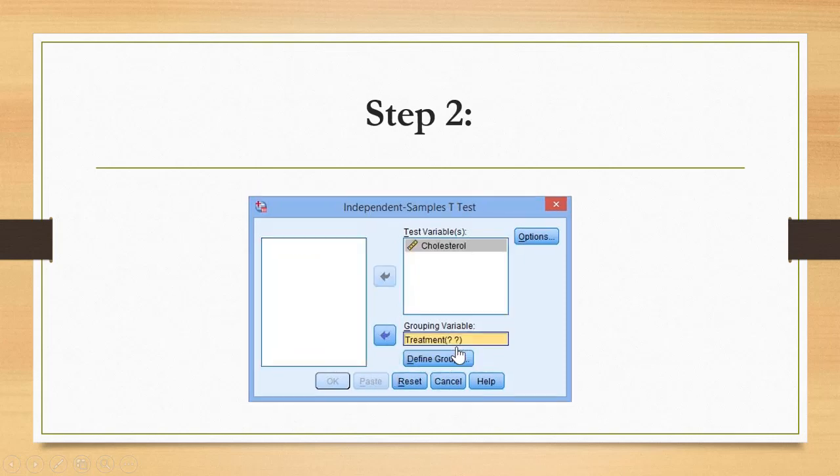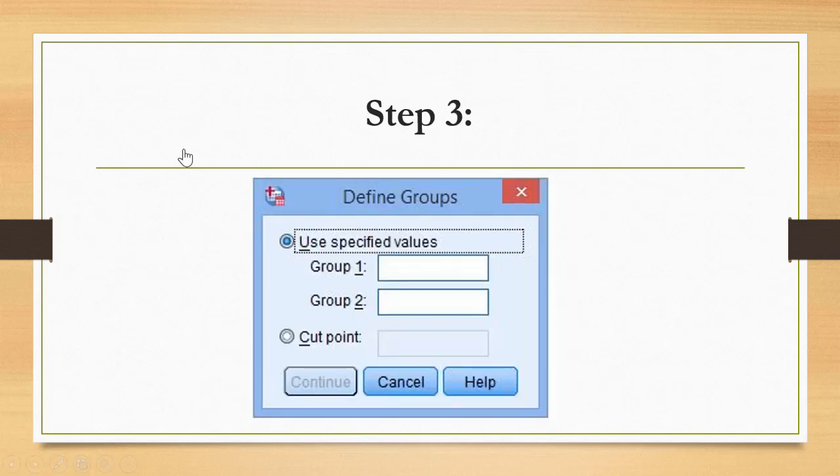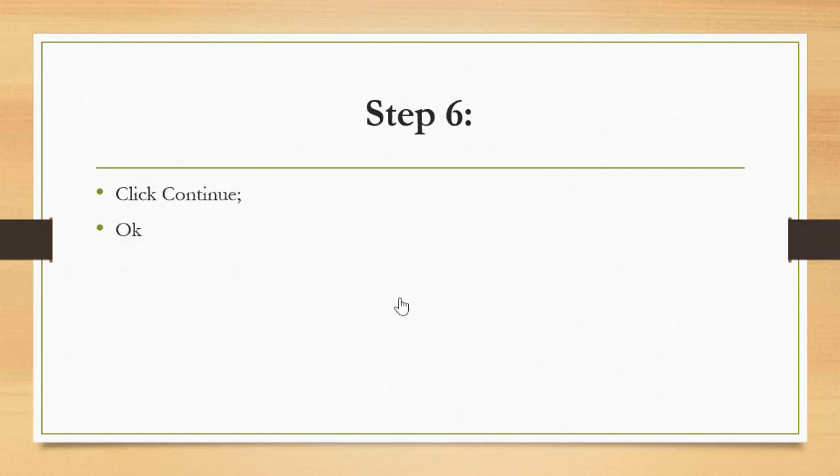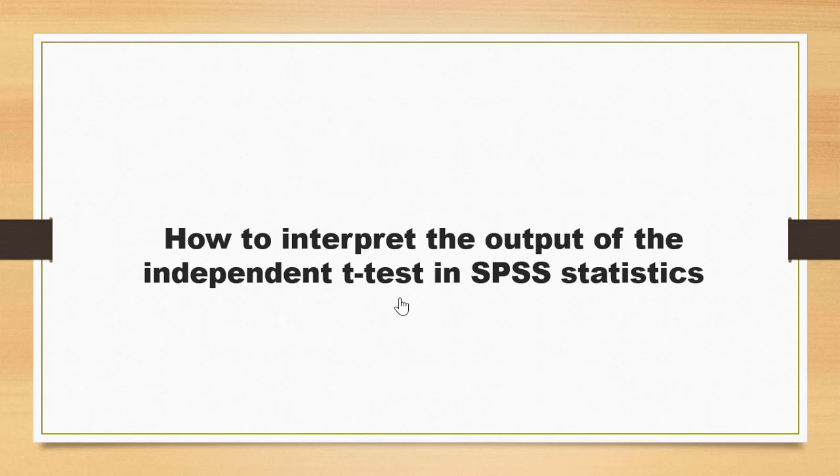So we are going to have this option. You have 2 question marks. We click Define Groups, and in the dialog box we put 1 for group 1 and 2 for group 2. Once we finish, we click Continue, and then click OK, and you are going to get the results.